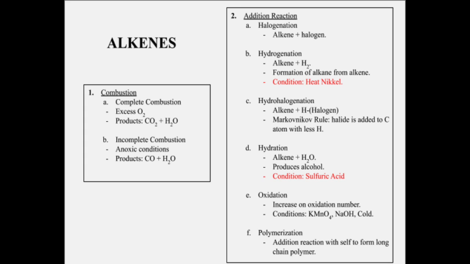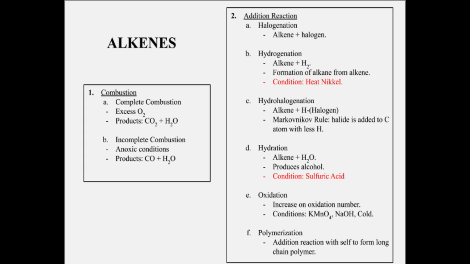Alkenes undergo two different types of reactions: combustion and addition reactions. Under combustion, alkenes can undergo complete combustion or incomplete combustion, depending on the oxygen environment. In an environment with excess oxygen, complete combustion will lead to the products carbon dioxide and water being formed. In anoxic conditions, the products of incomplete combustion are carbon monoxide and water.